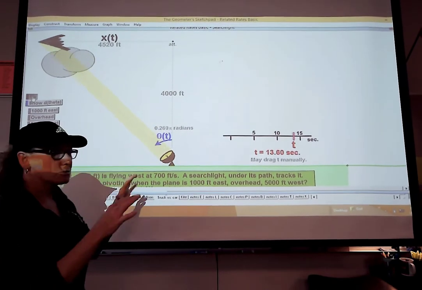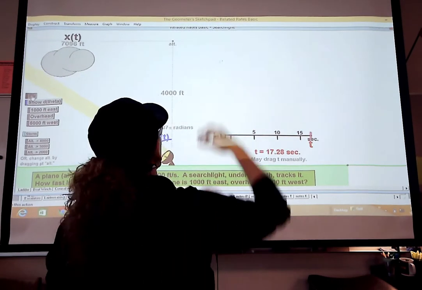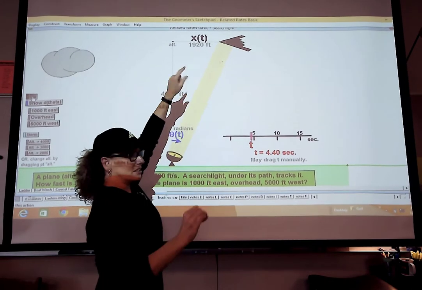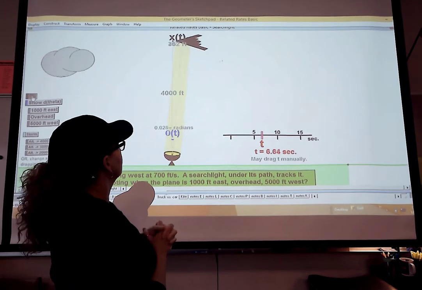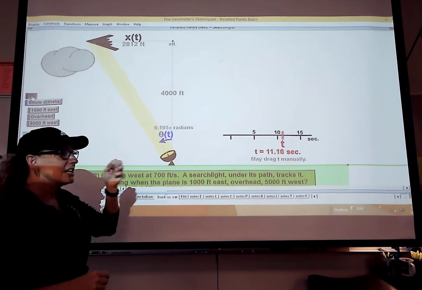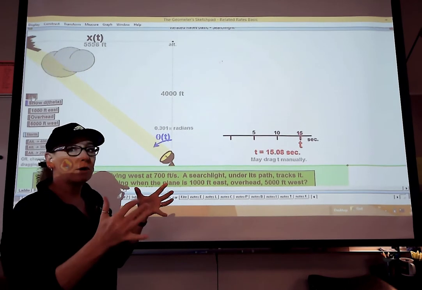Okay, so here's what's happening in this problem. The plane is flying at a certain speed, okay? So this x is changing at a constant rate. And this isn't changing. The angle, however, is changing at a different rate according to where the plane is.